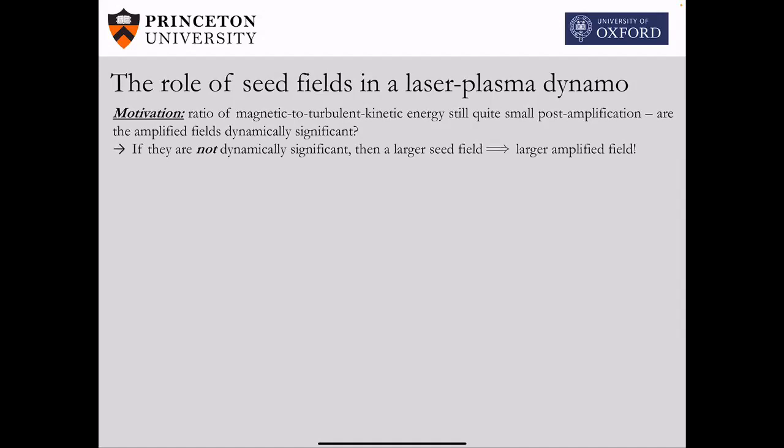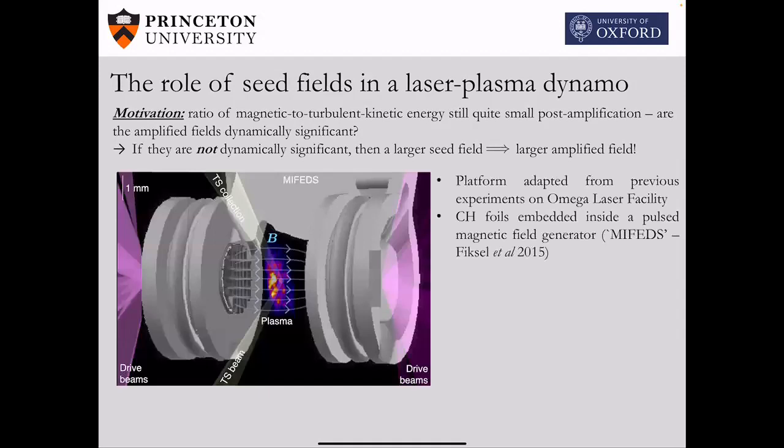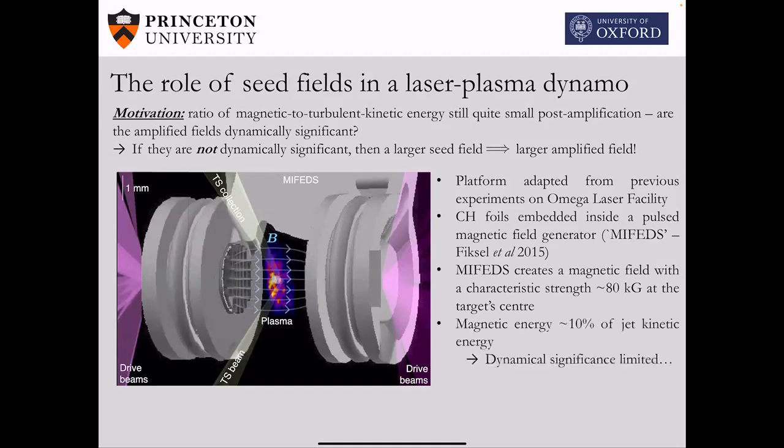Then we had the idea, having been asked this question, that if they weren't dynamically significant, then in principle, if we introduced a larger seed field, this would result in a much larger amplified field. And so we adapted the platform from previous experiments at the Omega laser facility and embedded the plastic foils inside a pulsed magnetic field generator known as MIFEDS. This generates an initial magnetic field with characteristic strength of about 80 kilogauss at the target center here. It's generated by these large electromagnets, and it has the following magnetic field geometry. The field lines have the geometry shown here.